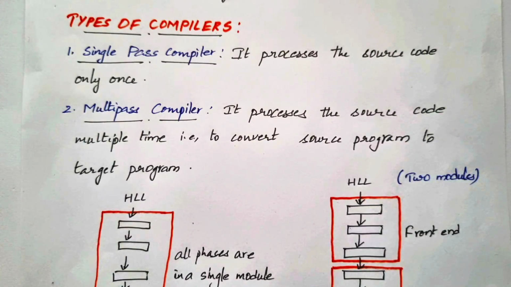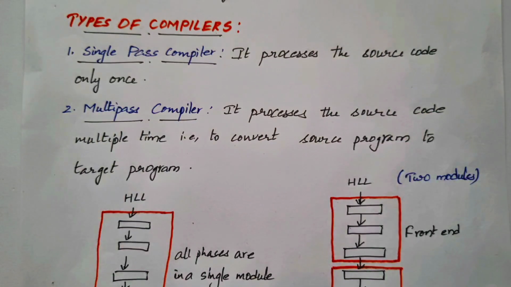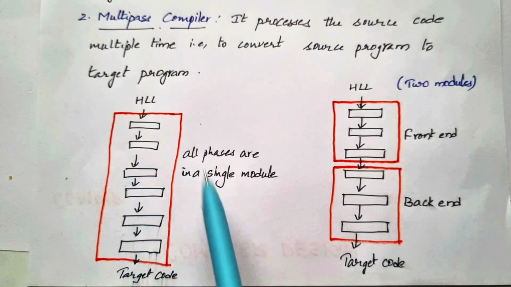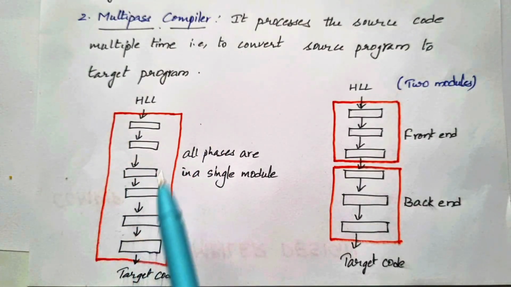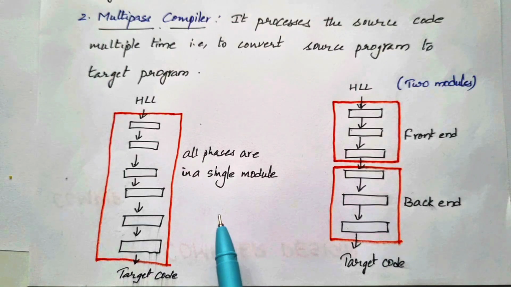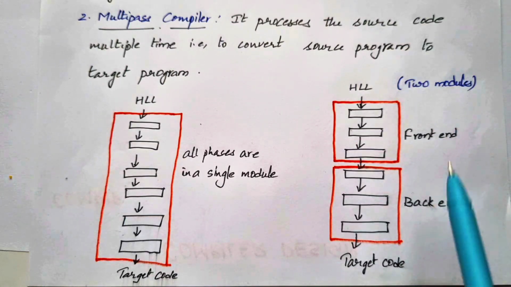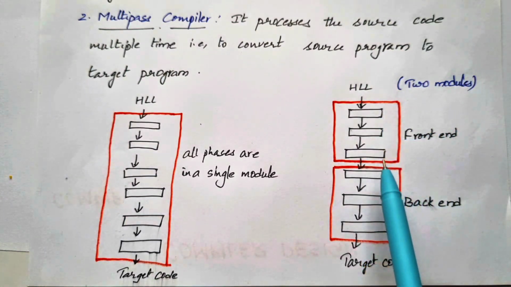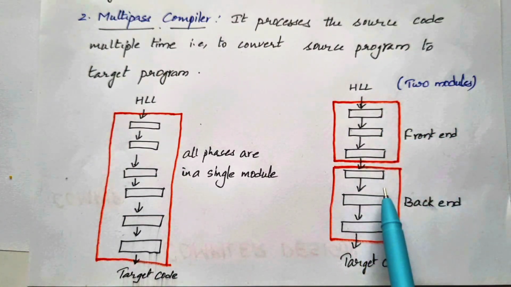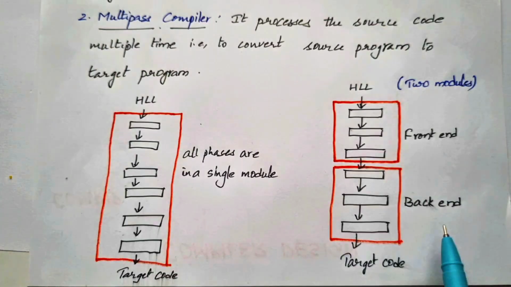The compilation process is divided into several phases, and each phase performs a specific task. The output of one phase becomes the input of the next phase. You can see in the diagram, this is the single pass compiler. All the phases are in a single module. Coming to multi-pass compiler, I am considering a two-pass compiler which is having two modules, where the first three phases are divided into front end and last three phases are divided into back end.